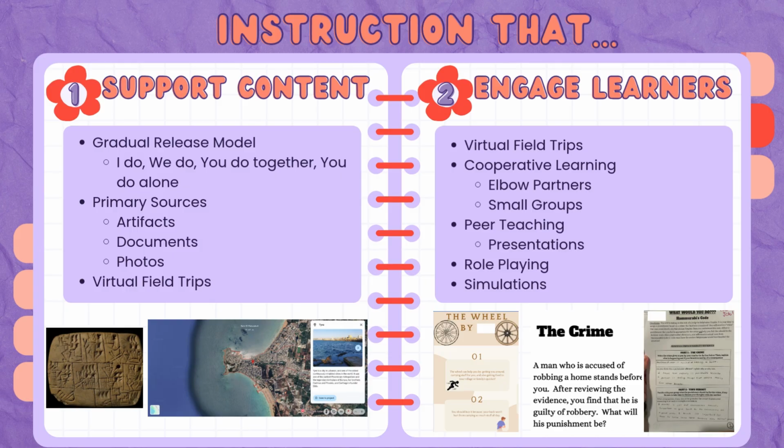To support content, I also brought primary sources into my lessons. Students got the chance to analyze artifacts, documents, and photographs to help them develop critical thinking skills as well as an understanding of what things looked like then. So down here on the left, this is an artifact of cuneiform. Cuneiform was the earliest form of writing, and students got the opportunity to see what it looked like.